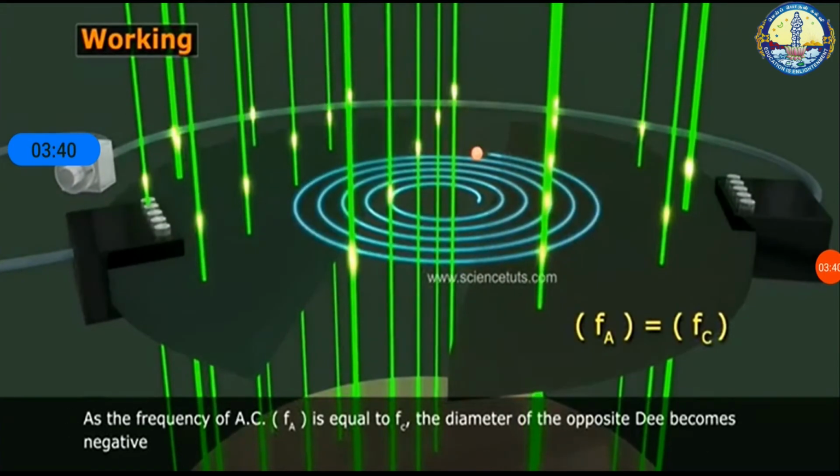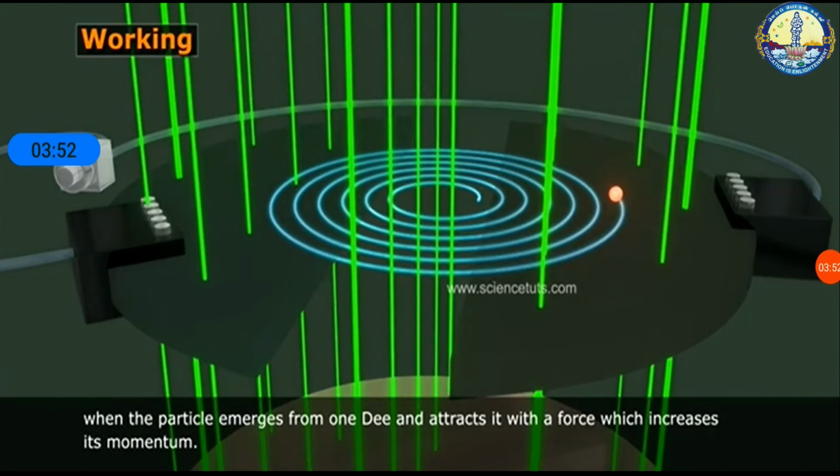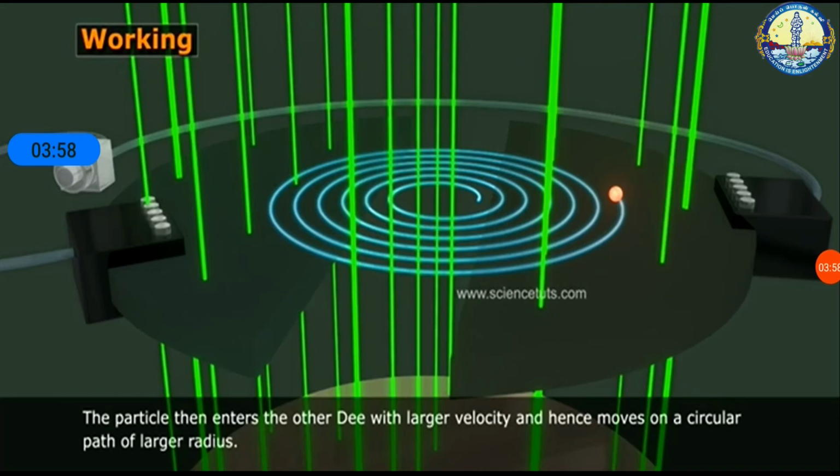As the frequency of AC Fa is equal to Fc, the polarity of the opposite D becomes negative. So when the particle emerges from one D, the opposite D attracts it with a force which increases its momentum. So the particle enters the other D with larger velocity and hence moves on a circular path of larger radius.